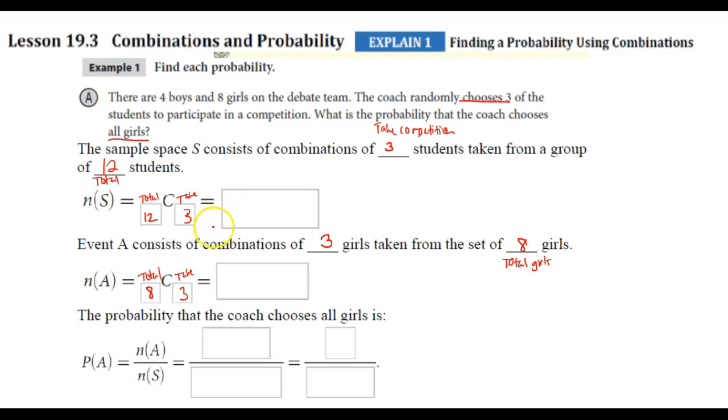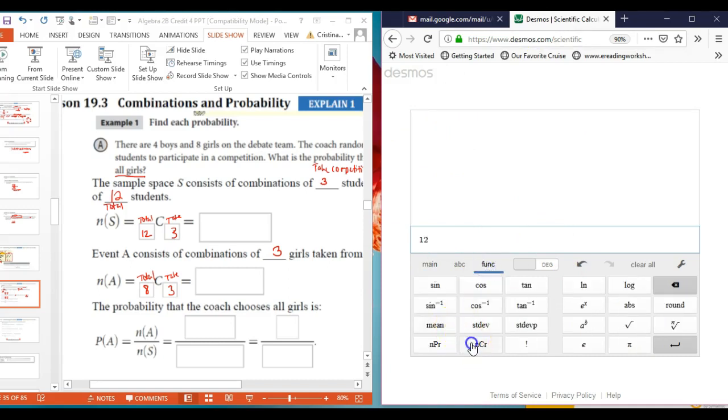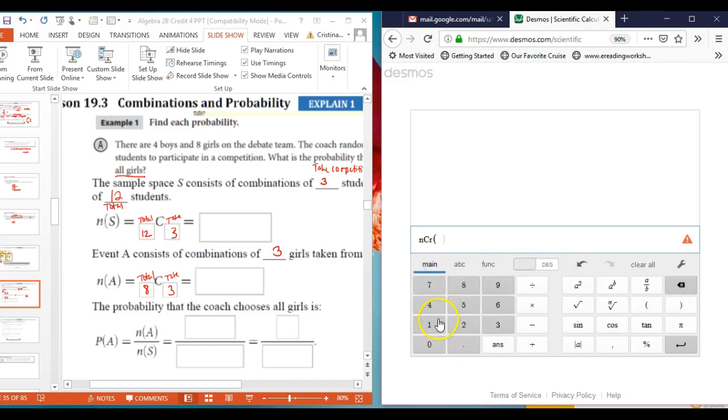So what we're going to do on our Desmos calculator, we're going to show you where this button is and use it to calculate the sample size and event A, and then we're going to use that to write our probability fraction and see if we can reduce it. Alright, so on our Desmos calculator, the scientific one, we're going to go to the function key first and press this first.